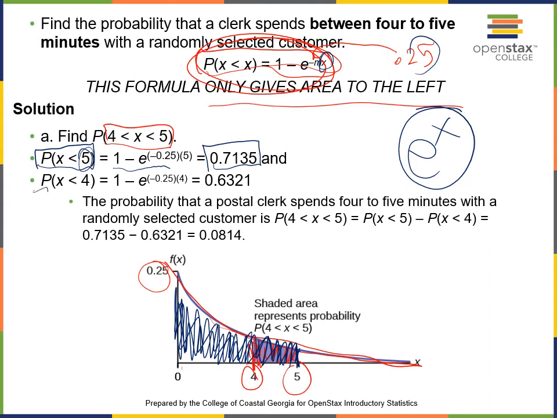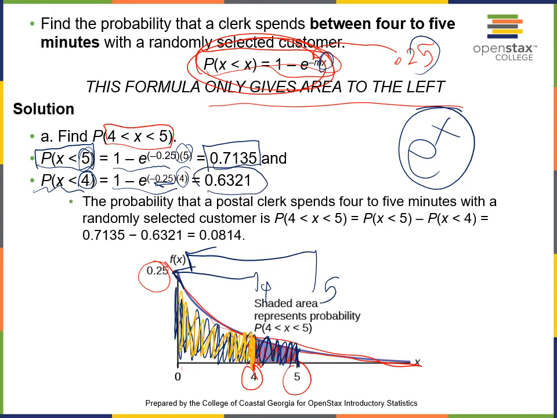And then I have the probability that x is less than 4. Well, less than 4 would be, here's 4, and this is everything less than 4. So think about it. I got the probability to the left of 5, and I have probability to the left of 4. Here's 5, here's 4. I can get those things with this formula. Again, here 4 would be my x, m is still 0.25, so all I'm doing is switching out the 5 for the 4, plug it in my calculator, I get 0.6321.